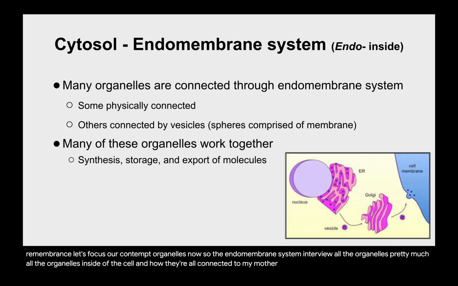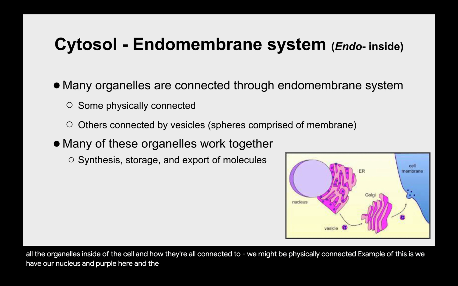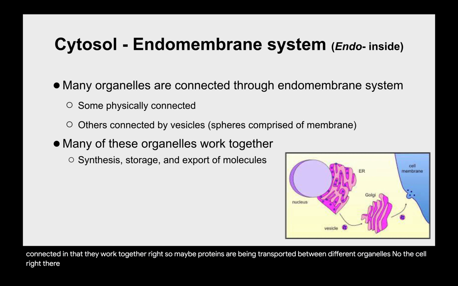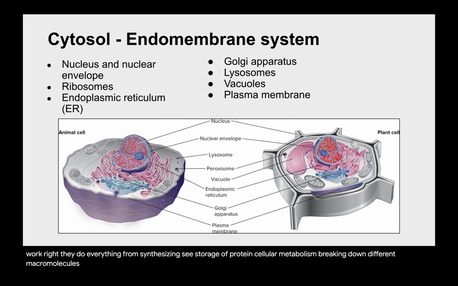Organelles might be physically connected, like they're physically touching. A good example of this is our nucleus in purple here, and the endoplasmic reticulum is physically touching that nucleus. Or they might be connected in that they work together, so maybe proteins are being transported between different organelles. All these organelles make the cell work. They do everything from synthesizing to storage of proteins to cellular metabolism to breaking down different macromolecules.